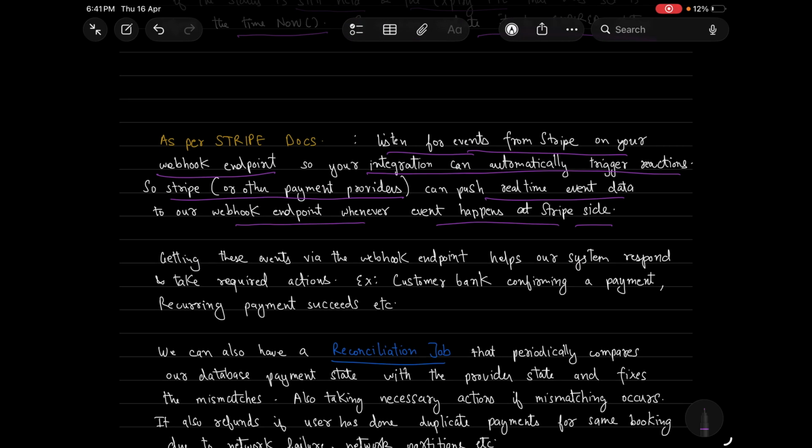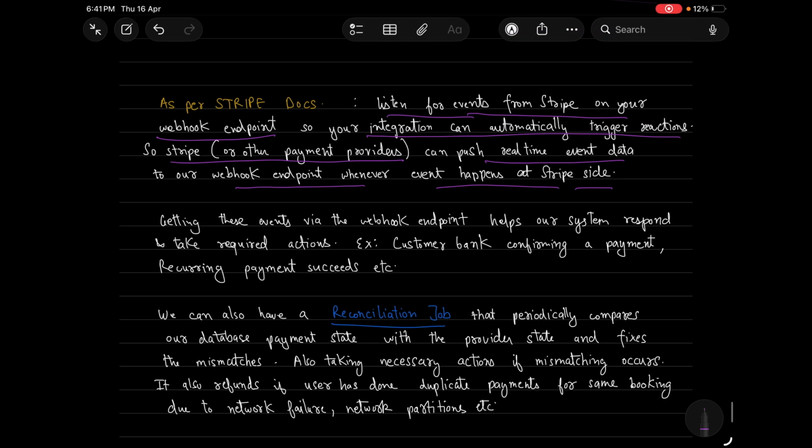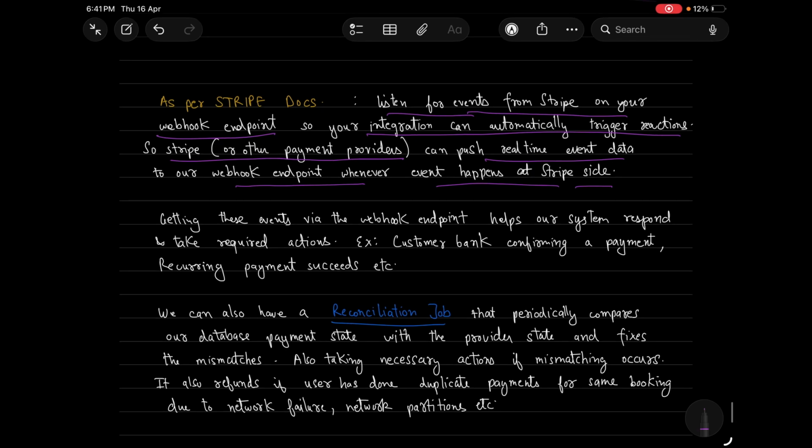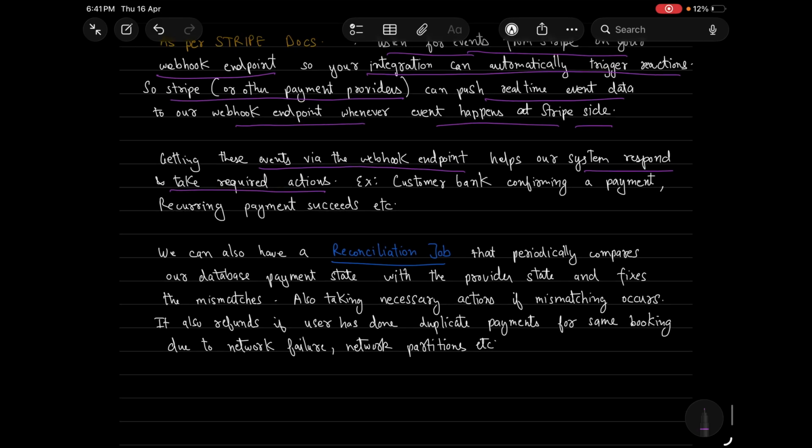So whenever an event related to the payment happens at the Stripe side, they give us a webhook to integrate within our system, and the event would land at that webhook, and we can take the required decisions accordingly to update the status field, increment or decrement the inventory, and so on. Getting these events via a webhook endpoint helps our system respond and take required actions. For example, a customer's bank confirming a payment, or a recovering payment succeeding.